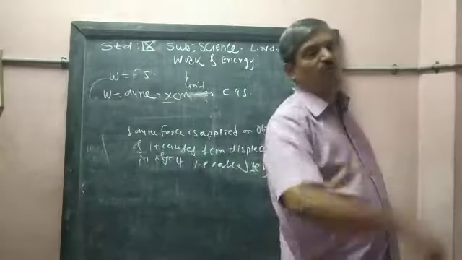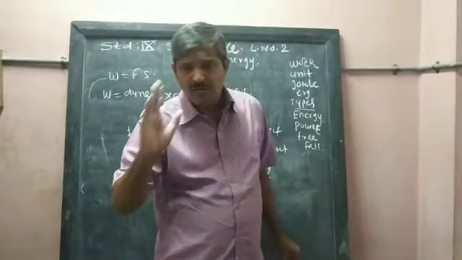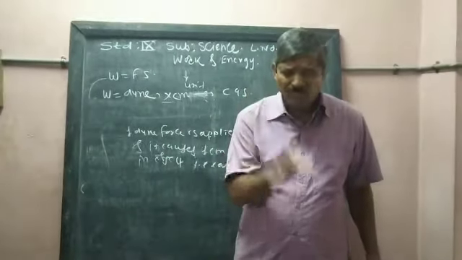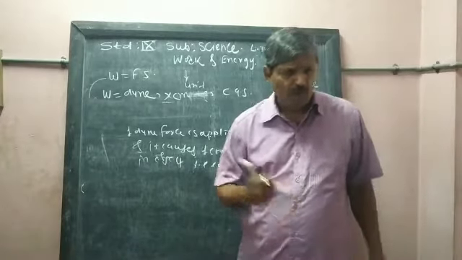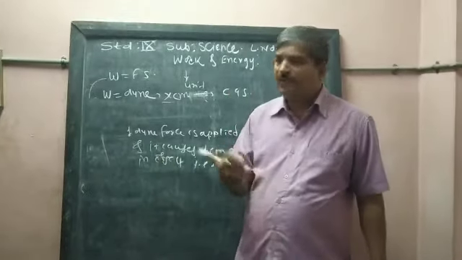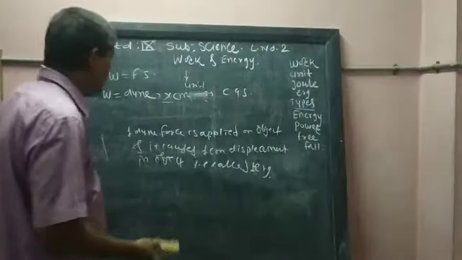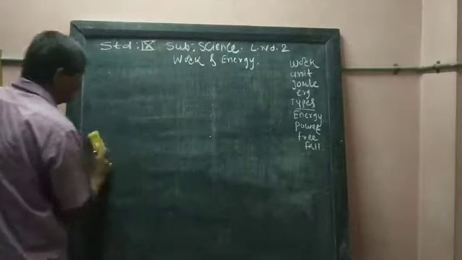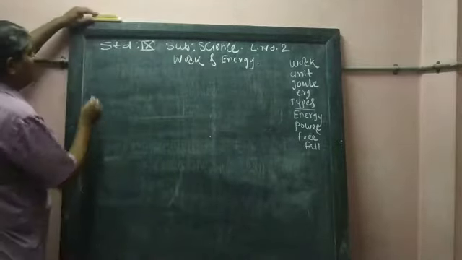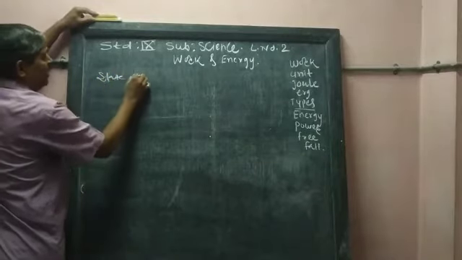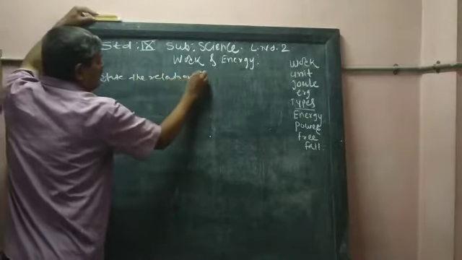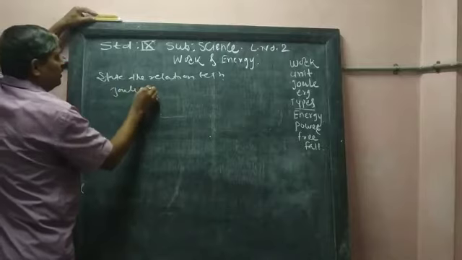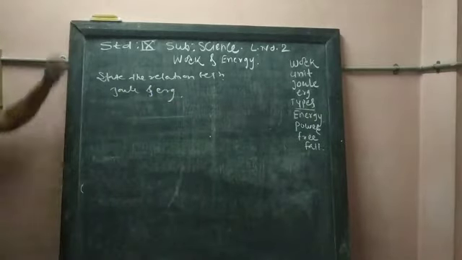We have seen types of work, positive work, negative work and zero work. Afterwards we have seen the definition of 1 joule. We have just seen the definition of 1 erg. Now after seeing the units, we have to study the relation between them. There is a question: state the relation between joule and erg. How can we see?